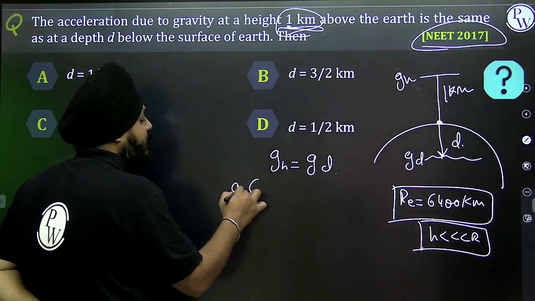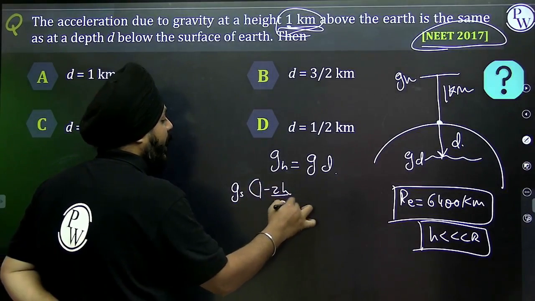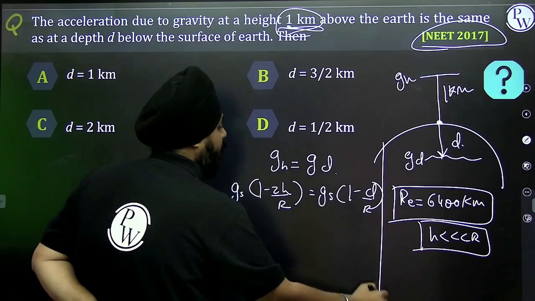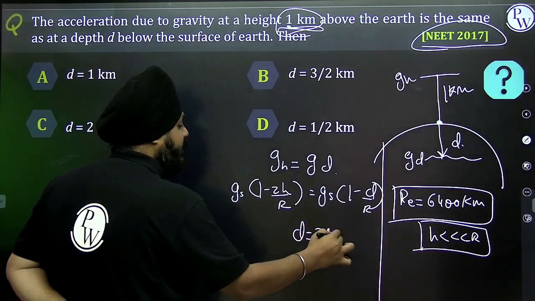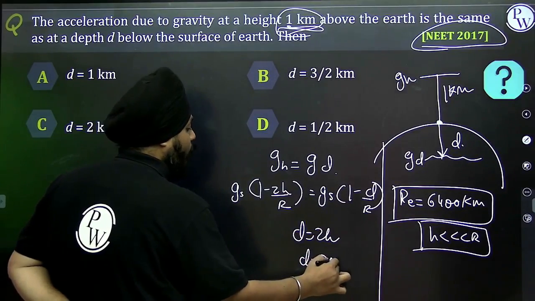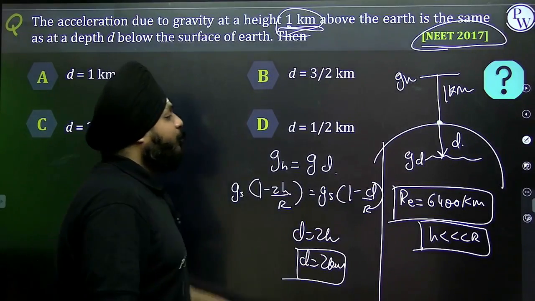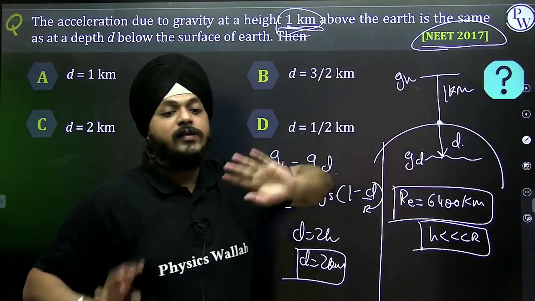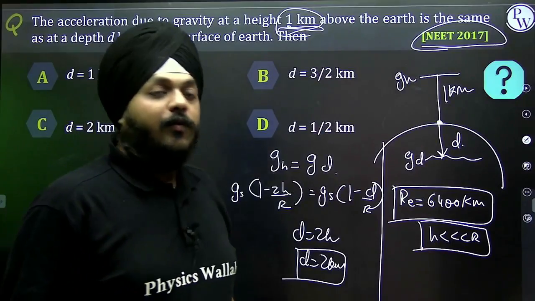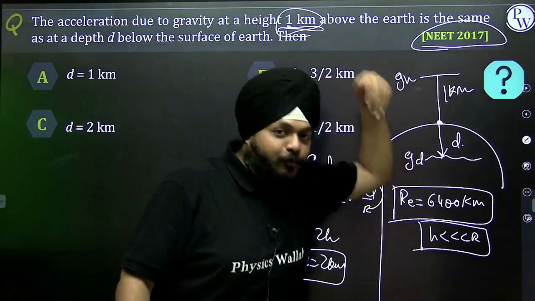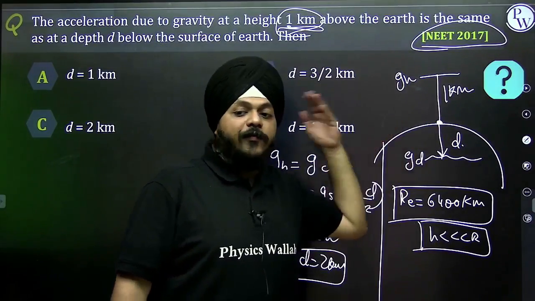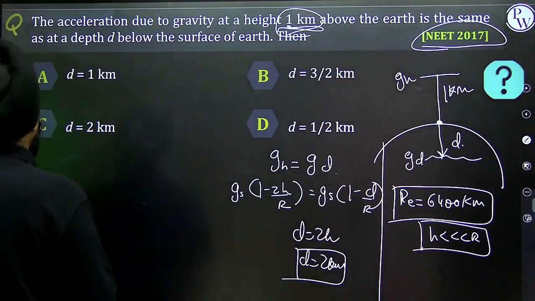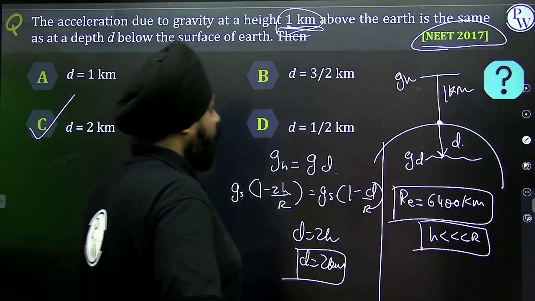So it is the gravitational acceleration at the surface times 1 minus 2h by r, equal to the gravitational acceleration at the surface times 1 minus d by r. Comparing this, we get d is equal to 2h, so it will be 2 kilometer. So at the depth of 2 kilometer and at the height of 1 kilometer, we have the same value of gravitational acceleration with respect to the surface. C is the perfect answer.